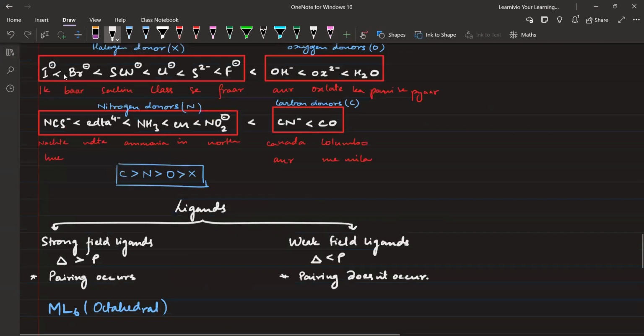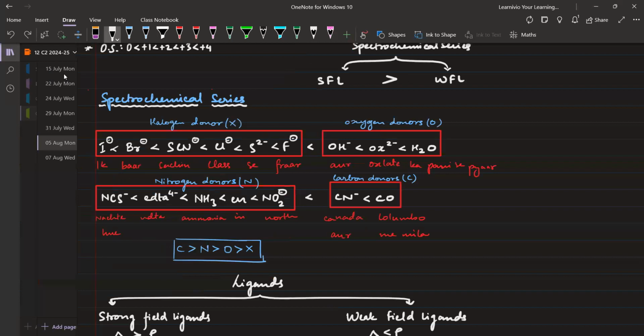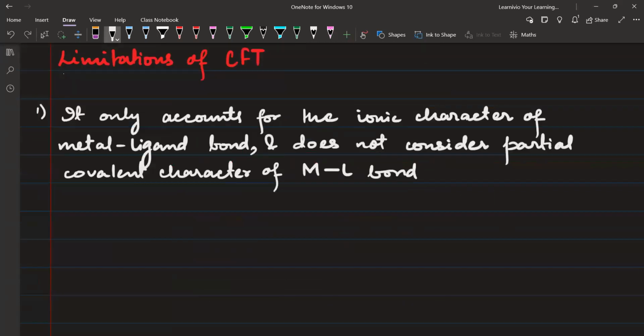Look at the spectrochemical series. In this, we have CO, which is the strongest neutral, en neutral, NH3 neutral. Even in this case, you can see all the anionic ligands are weak field ligands. All the ionic ligands are weak field ligands. So if it was really completely ionic, then the anionic ligands would have been showing strong field ligand behavior.